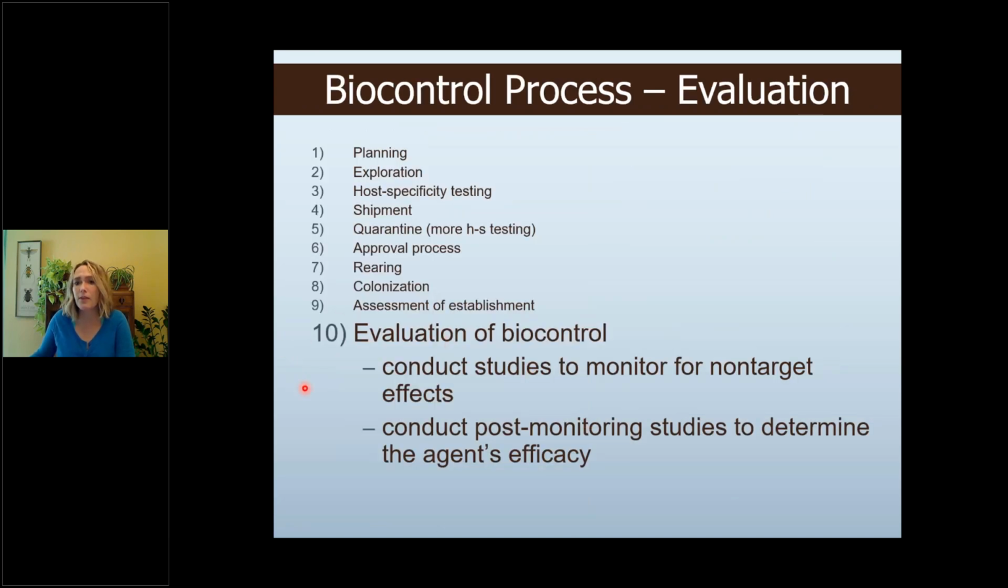And finally, we have evaluation of biocontrol. This is probably the most critical thing we can do, because what it tells us is whether we were successful.